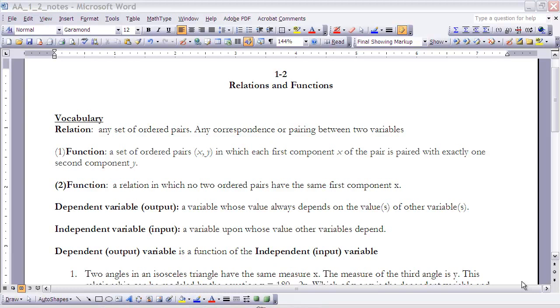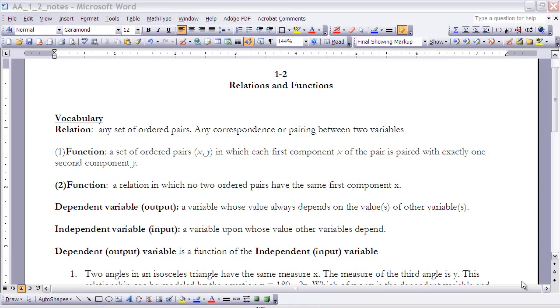So if you look at a set of ordered pairs, one of your ordered pairs could be (1, 2). But if that's the case, you cannot have any other ordered pairs with 1 as the x-coordinate. 1 can only be paired with 2 if it's part of that function. So the y value can repeat, but the x value cannot repeat.